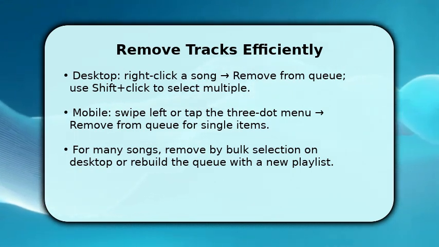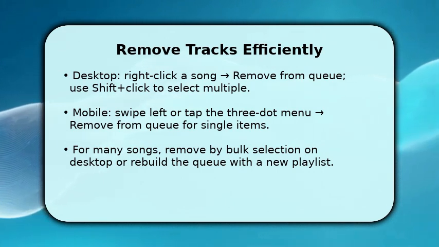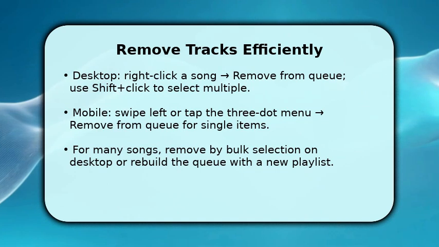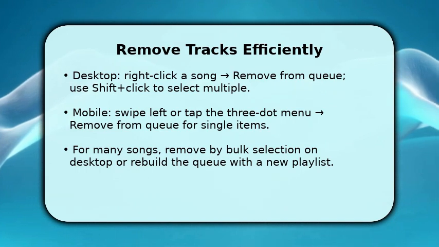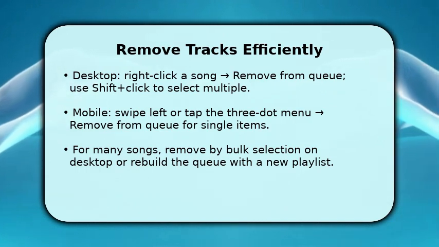On mobile, swipe left or tap the 3-dot menu next to each song and choose Remove from Queue. Repeat as needed. If you have dozens to clear, it's faster to create a new temporary playlist, add nothing to it, and switch playback, which effectively resets the active queue. Make sure to check cross-device sync after bulk actions to confirm changes propagated.